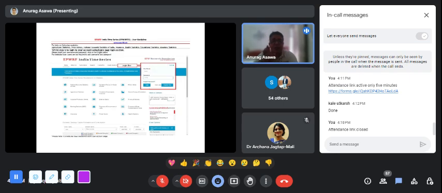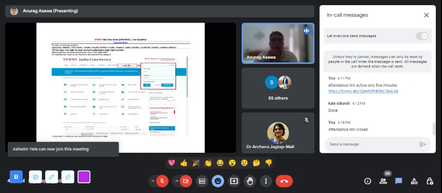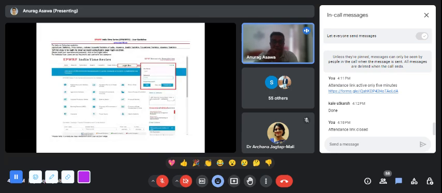Just type out EPWRF India Time Series. This will pop up, and the website is also mentioned over there, www.epwrfits.in. Again, it is a short form, ITS is India Time Series. You will come to that particular page, and you have to find your login user ID and the password.